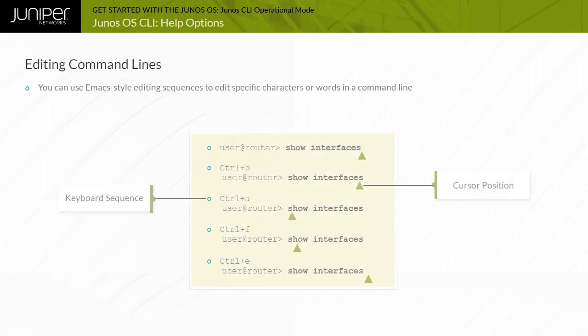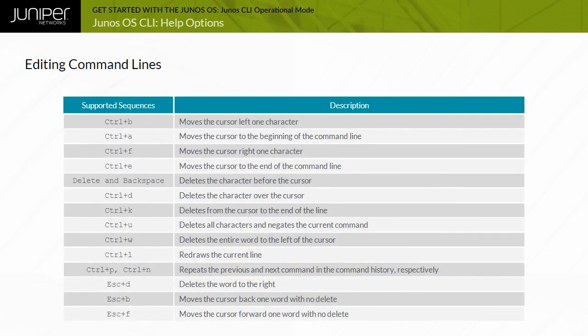The CLI supports Emacs-style keyboard sequences that enable you to move the cursor on a command line and delete specific characters or words. The supported sequences are listed. Please note that when using the Escape key, you must release the key and press it again for each occurrence. This action differs from the Control key, which you can hold down for multiple occurrences. Junos OS defaults to a VT100 terminal type. This terminal type enables the use of the keyboard arrow keys without any additional session or configuration modification.